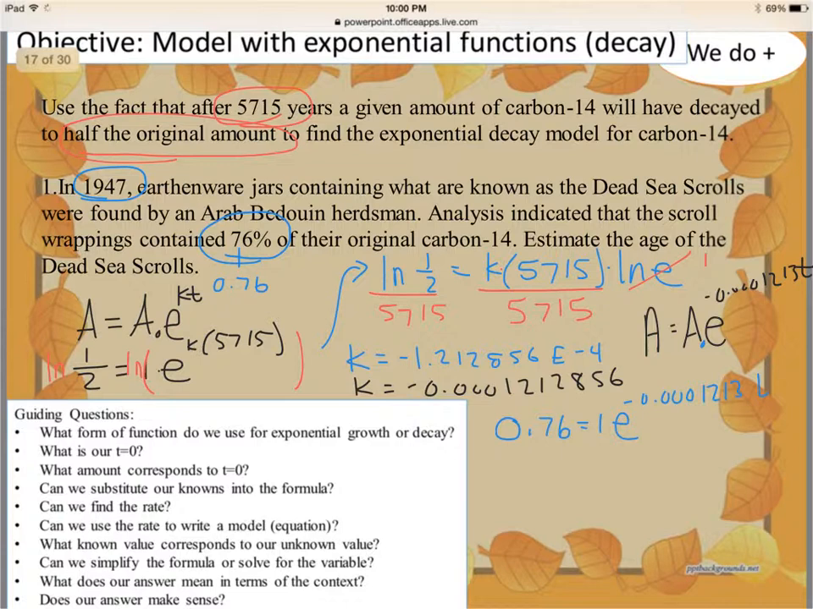0.0001213 times time. And now what I can do is just take the natural log of both sides. That's going to let me use those properties. So I've got ln 0.76 equals negative 0.0001213 t. And remember, we still have ln of e, but that is only worth 1, so we can fade it away and not write it anymore. Okay, so the only thing left I have to do, and the only thing that's being done to the t, is it's being multiplied by that really small negative number. So we just have to divide by that.